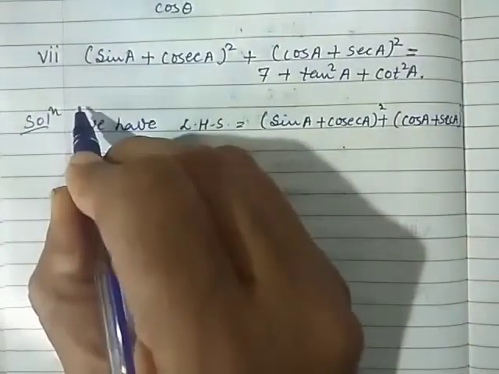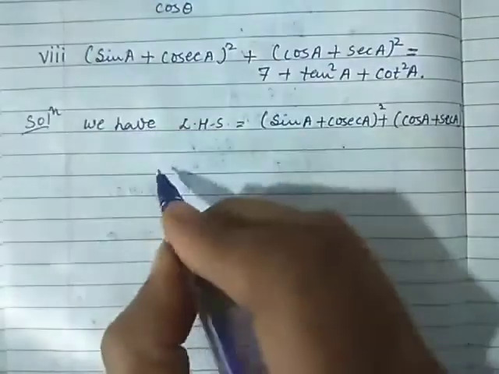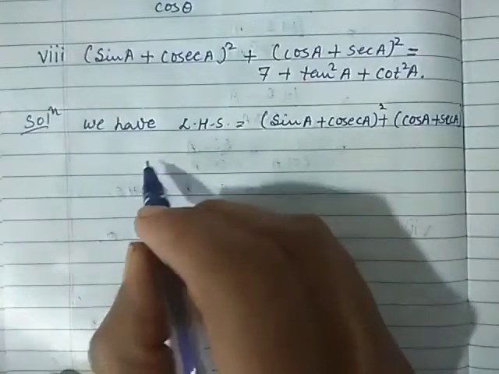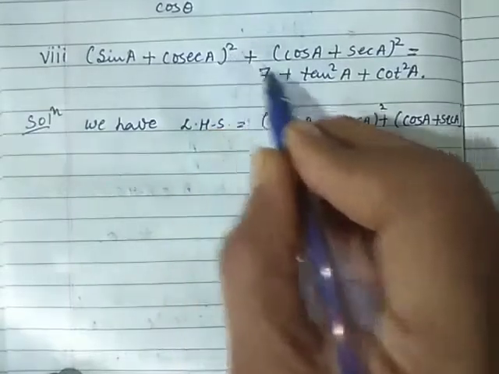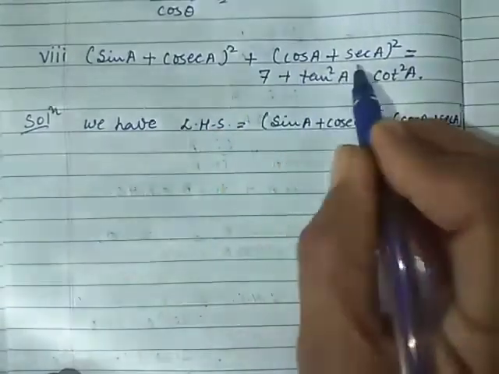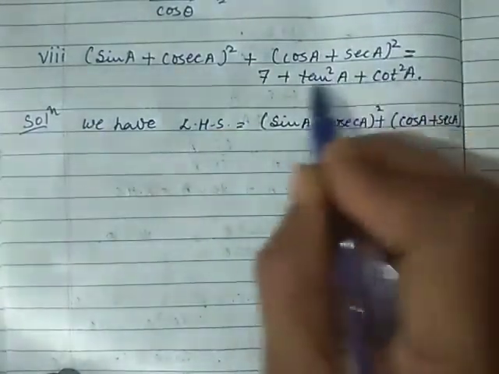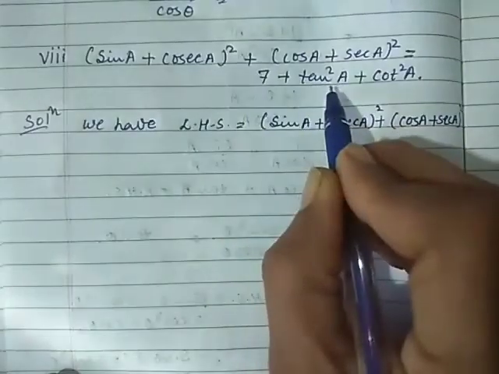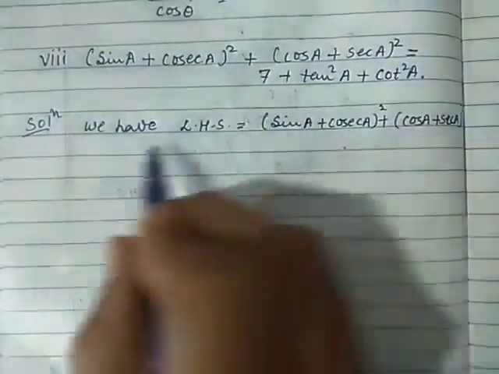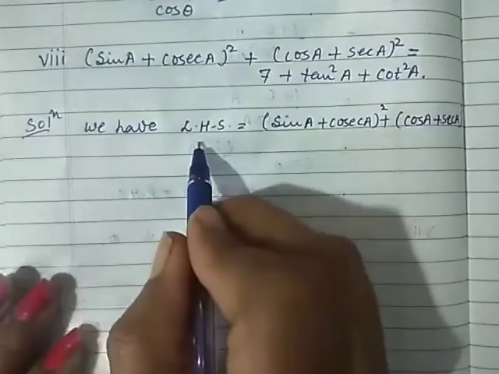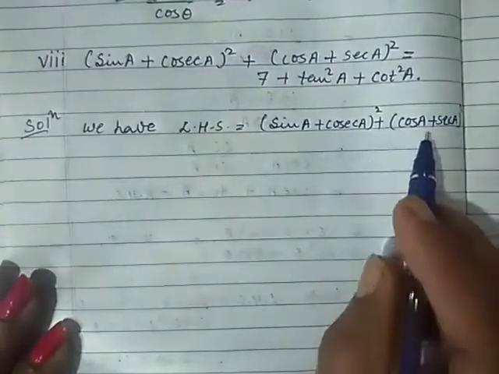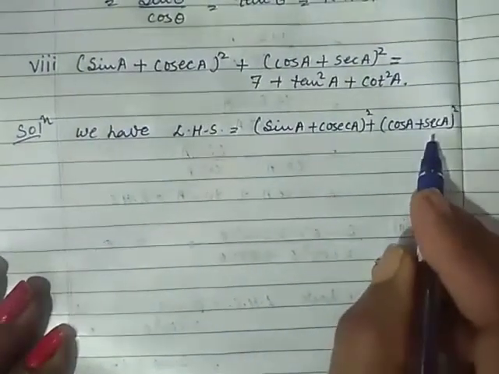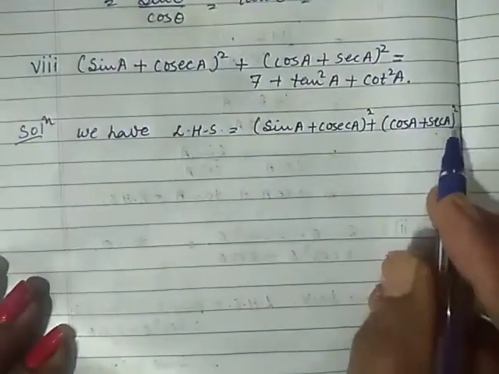Question number 8 of exercise 8.4, chapter 8. The question is (sin A + cosec A) whole square + (cos A + sec A) whole square is equal to 7 + tan square A + cot square A. So we have LHS: (sin A + cosec A) whole square + (cos A + sec A) whole square.